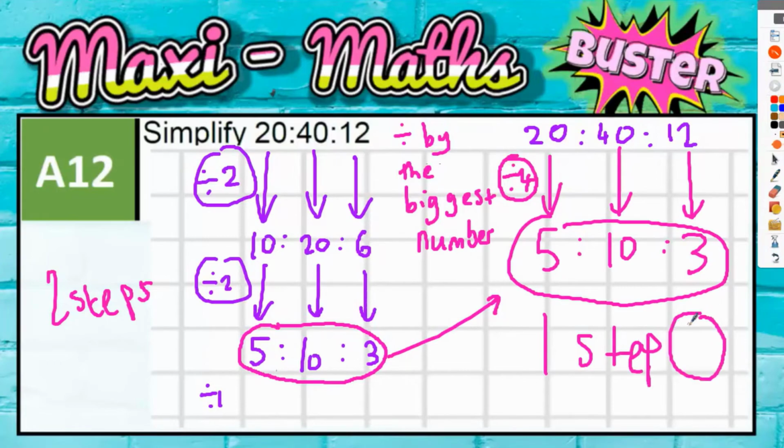Which, if you want to be efficient, and all good mathematicians want to be efficient, it's better to get your answer quicker. So remember to divide by the biggest number you can. It doesn't make the other answer wrong. You still got us the right answer. It just takes us a little bit longer, that's all.